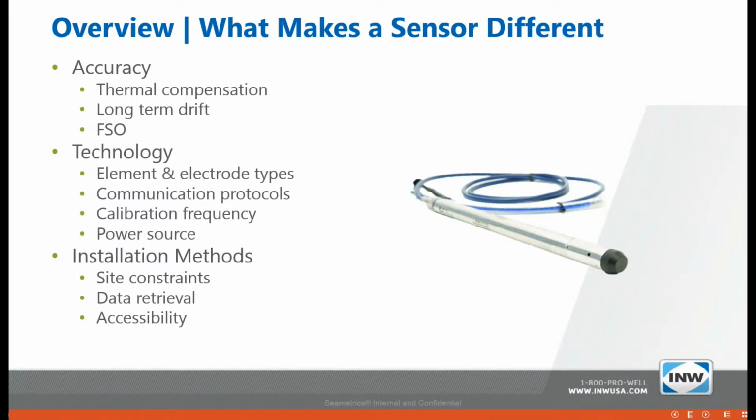There are some places that are just hazardous to get to. So if you want to eliminate that, for safety reasons, you might choose a sensor that could just send the signal back to you at your desktop.